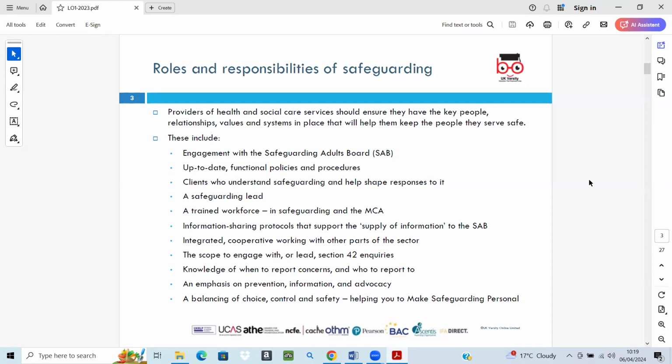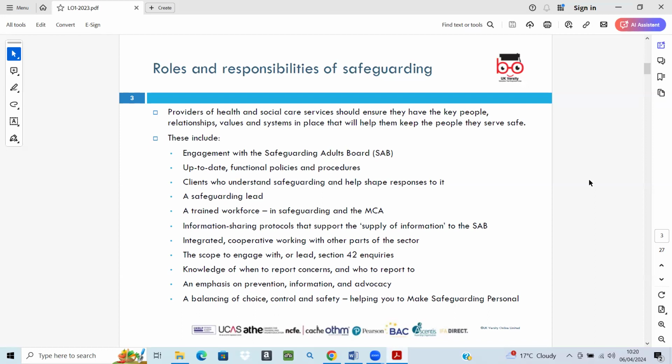Now we'll discuss integrated cooperative working with other parts of the sector. Safeguarding is most effective when different sectors work together, including healthcare, social services, and law enforcement. How does cooperative working enhance safeguarding? It allows for a more comprehensive understanding of an individual's needs and risks, which leads to better care and protection.